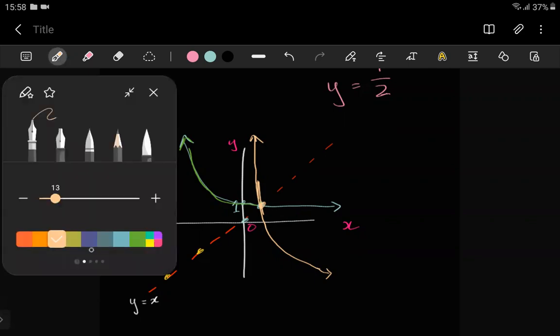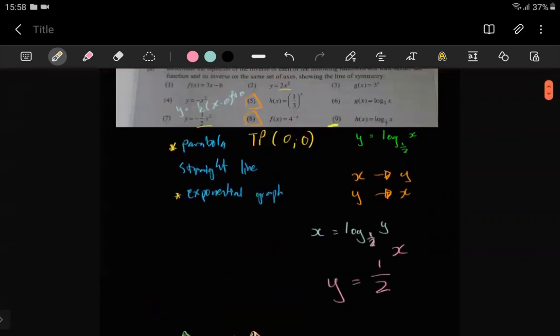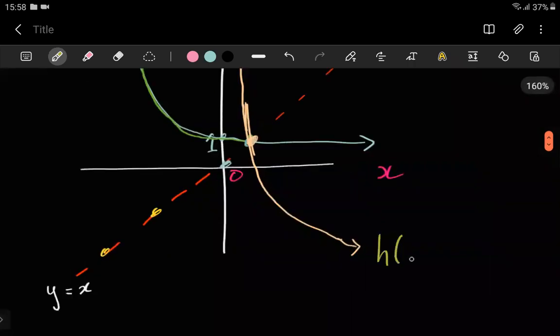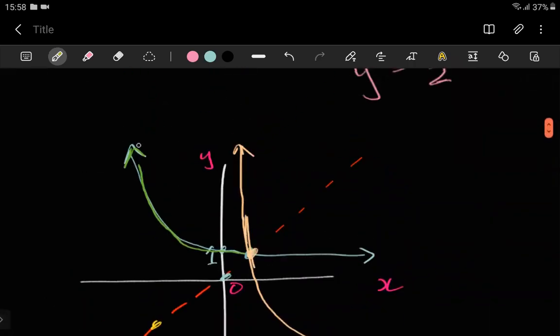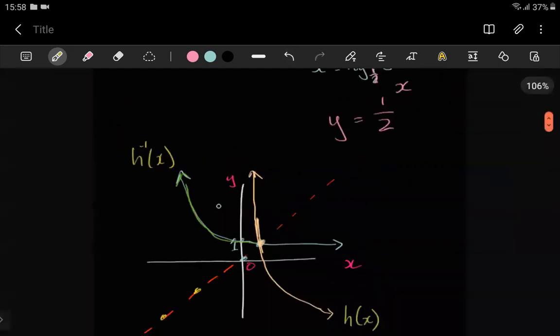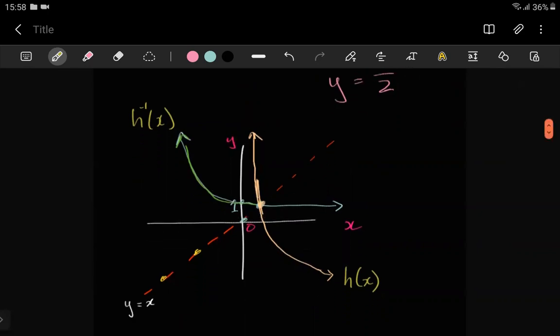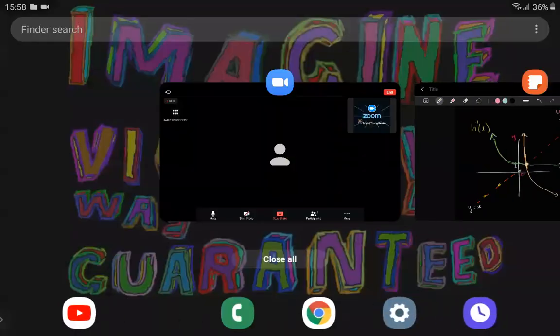So what we do know is, according to our question, this was g of x. So g of x, remember, is the log graph. And then the inverse was this one, which we drew first, because we said it's easier to work with what's normal or what's common to us. What's common to us is the exponential graph. So we drew that first because it's easier for us to see. As long as you can see this, you can then just use your line of symmetry to get the other sketch.